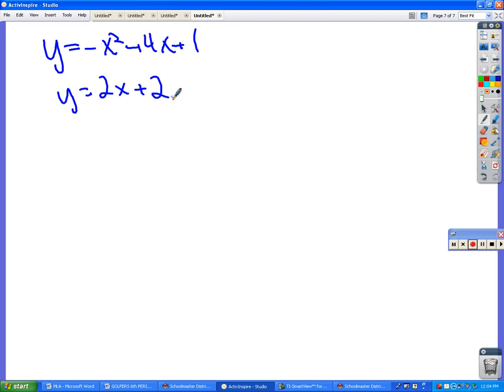Okay, so let's take this one. So what do we do to start? Make it equal to each other. So negative x squared plus 4x plus 1 equals 2x plus 2. That right? Looks like a minus sign. Minus x squared, whatever. Okay, so what do I do now to solve this? Add what? Minus 2x from both sides.